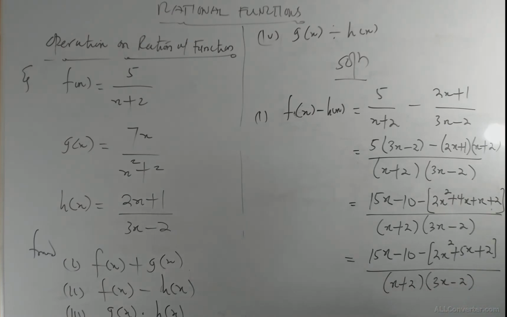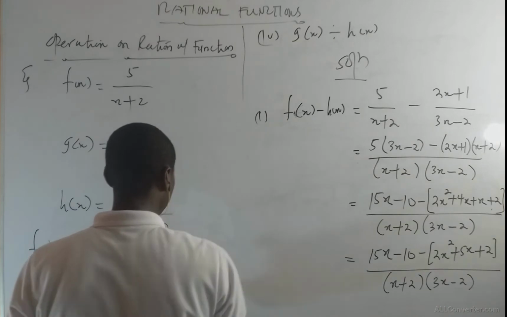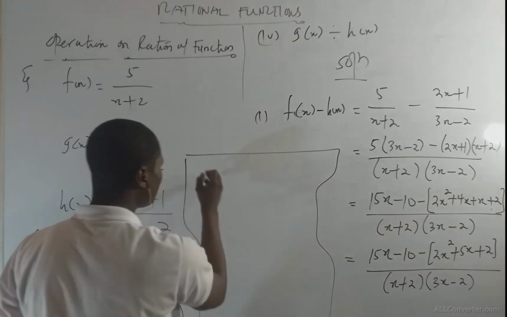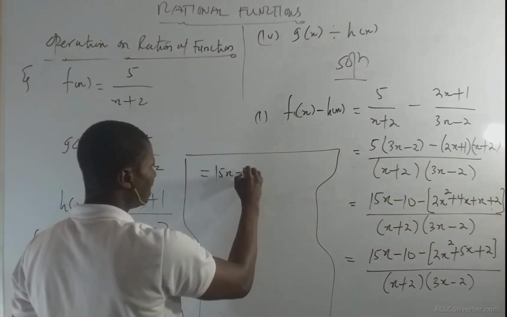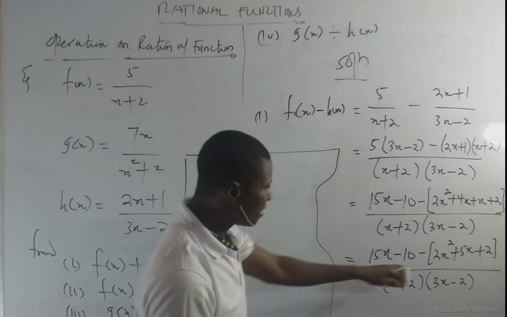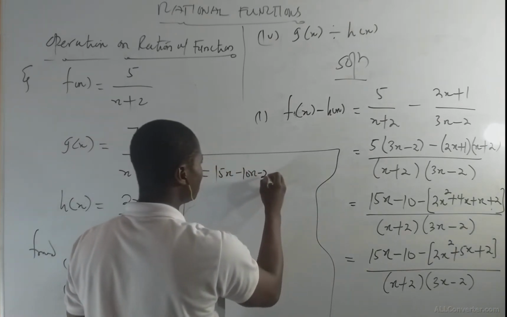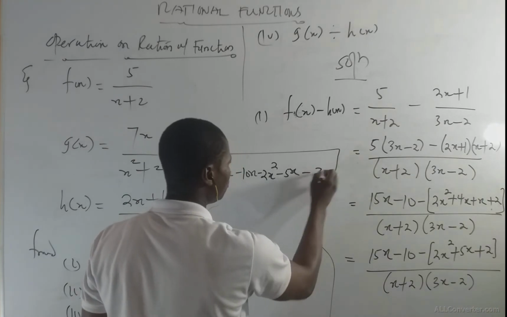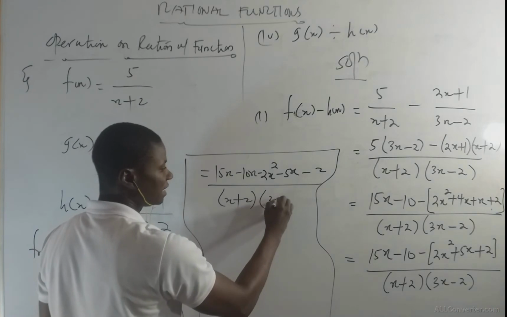So we simplify by opening the brackets. Okay, so now, because I don't want to get the question off the board, I think I will continue it here. So this will be equal to, now we have 15x minus 10x, then minus 2x squared minus 5x minus 2. Okay, so minus 2x squared minus 5x, then minus 2. All divided by the same denominator, x plus 2, then 3x minus 2.